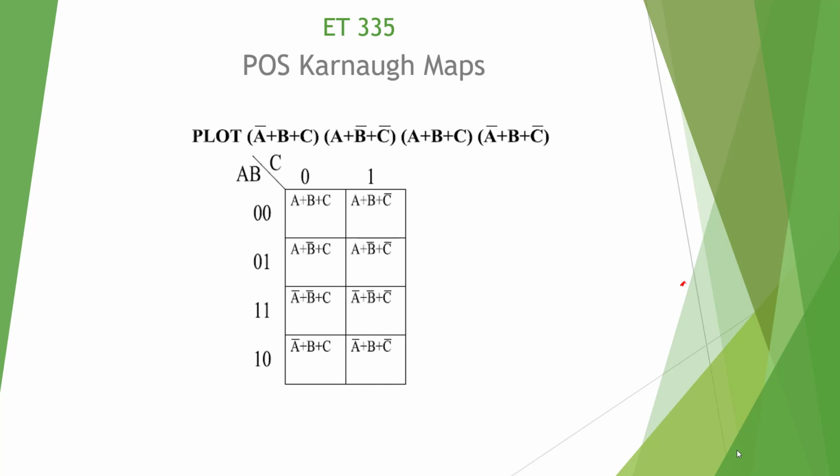Okay, we have our POS Karnaugh map here, and we're going to plot it. This time we need to evaluate it out for a 0. So let's go ahead and get started. So up here we should have a 1, 0, 0. This is going to become a 0, and 0 plus 0 plus 0 is going to end up being a 0. So we have a 0, 1, 1. Then we have a 0, 0, 0. Then we have a 1, 0, 1.